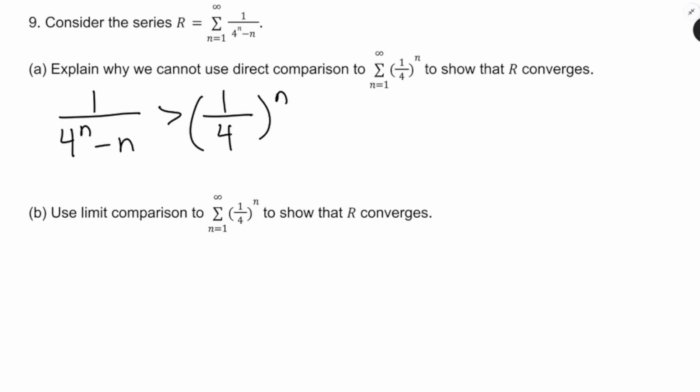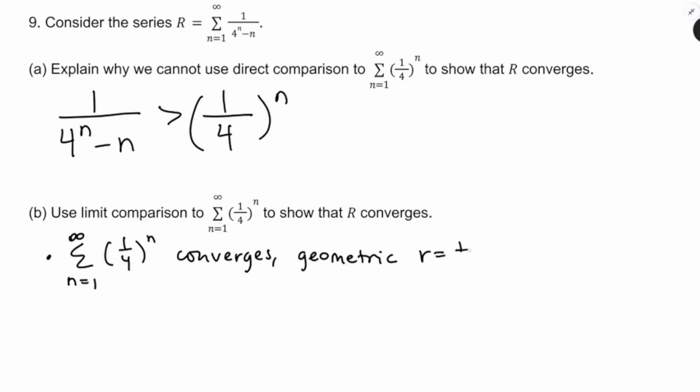But we would need the inequality to go the other direction. Okay, but that's the main reason. And we're going to use limit comparison to the geometric series. So this one converges because it's geometric with r equal to 1/4 and the absolute value of r less than 1.